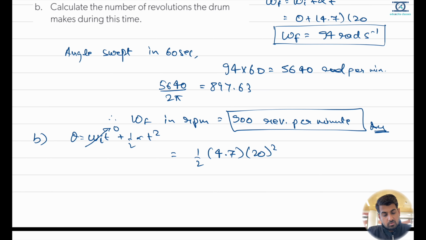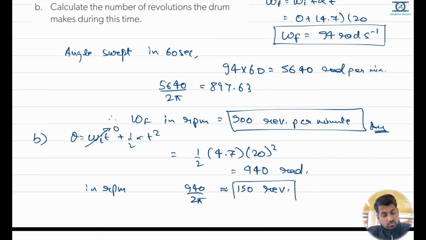So this comes out to be 1940 radians. So to get revolutions, I can say 1940 divided by 2 pi is something nearly coming out to 150 revolutions. So this will be your answer.